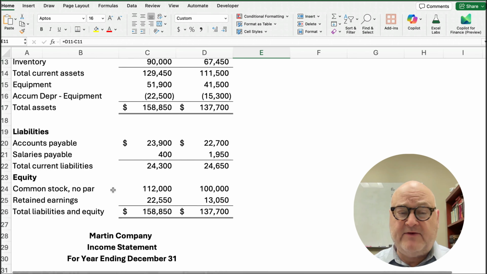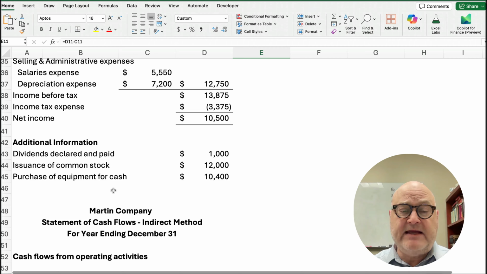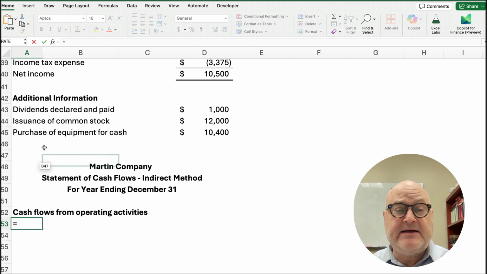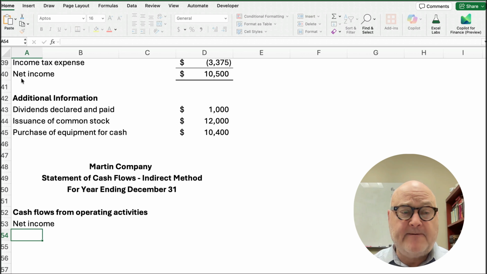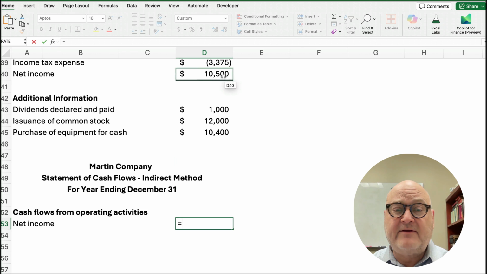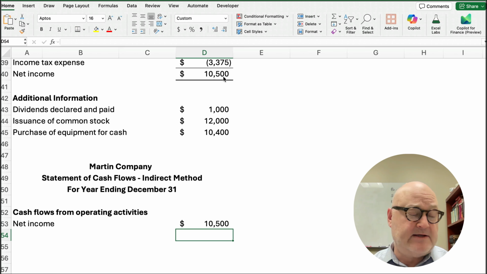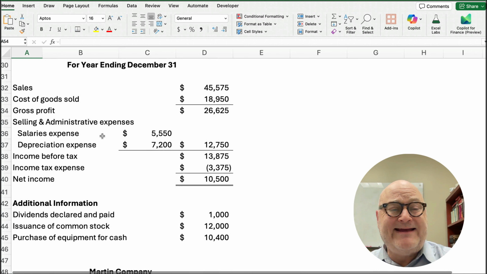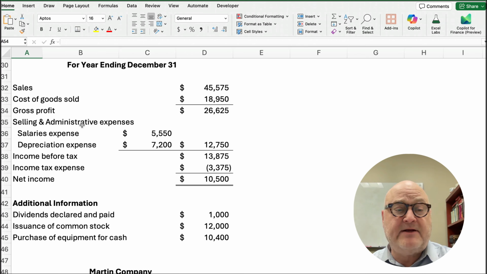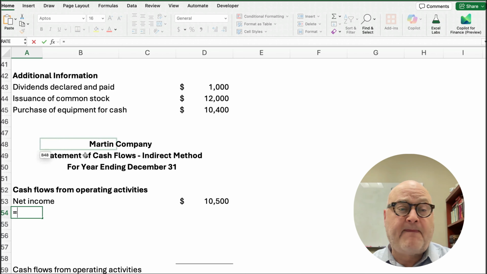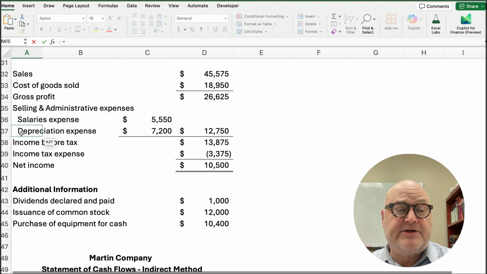What we're going to do is, since we're on the indirect method, we're going to start with net income. So net income, I'm just going to point to it here. Net income is going to be the 10,500. We always start with net income and then make adjustments. One of the adjustments we're going to make is, on the income statement, is there depreciation or amortization? Well, we do have depreciation. So I'm going to take depreciation and point to that depreciation.